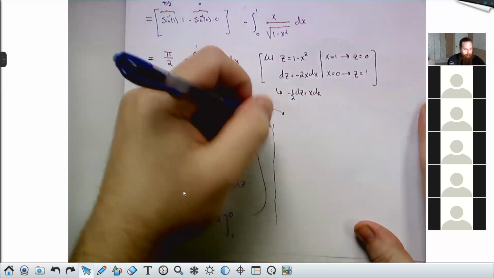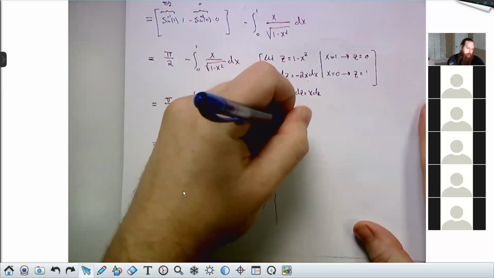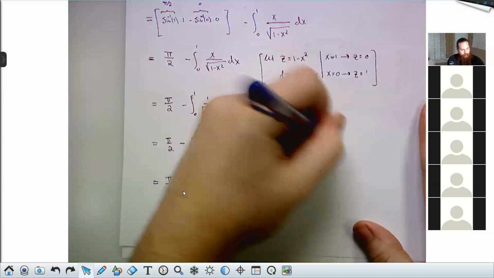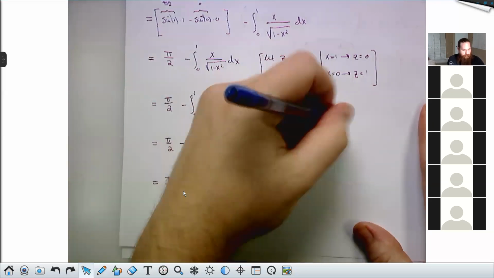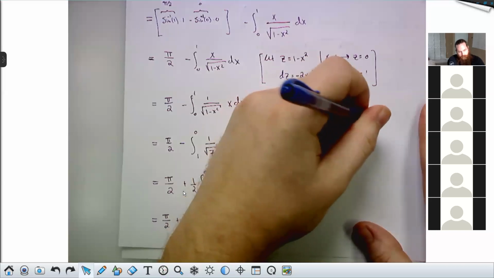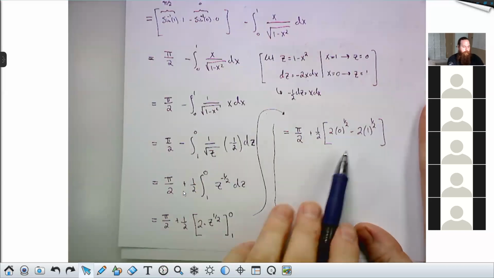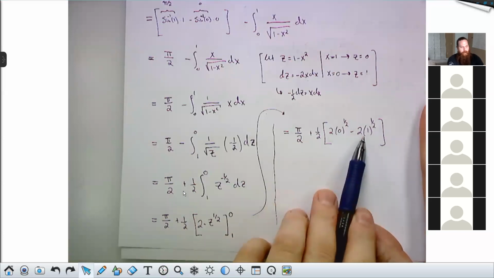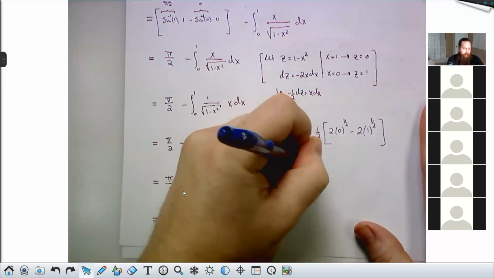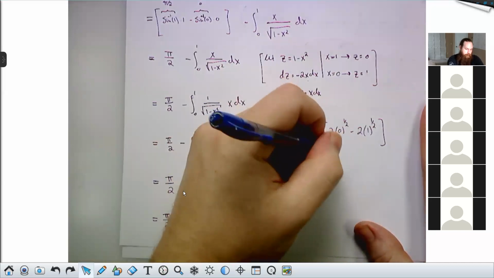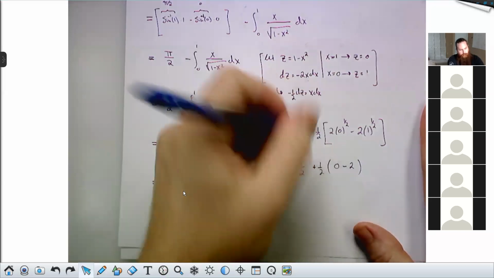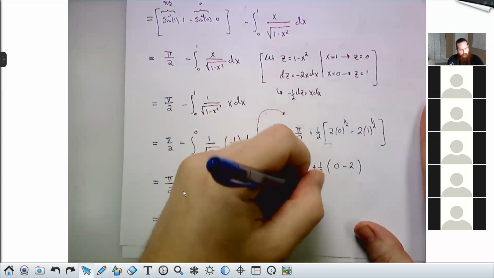We'll continue up here. We've got the pi over 2 plus 1/2 times 2 times 0 to the 1/2 minus 2 times 1 to the 1/2. That's the square root of 0. That's 0. And that's the square root of 1. That's 1. So this is pi over 2 plus 1/2 times negative 2, 0 minus 2. So that's pi over 2 minus 1.